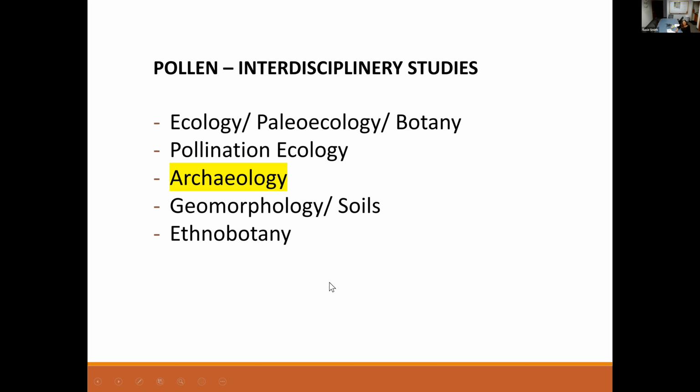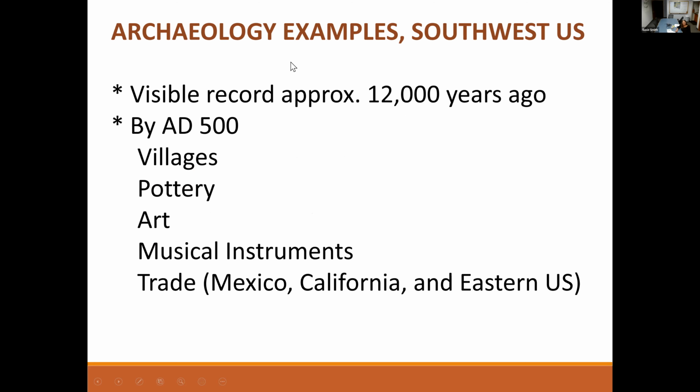Of using some archaeobotany and archaeology. But first, just to, we all know this because we live in the Southwest, we're surrounded by archaeology, but I'm going to go over it a little bit anyway. There is a visible record that dates back to almost 12,000 years ago.